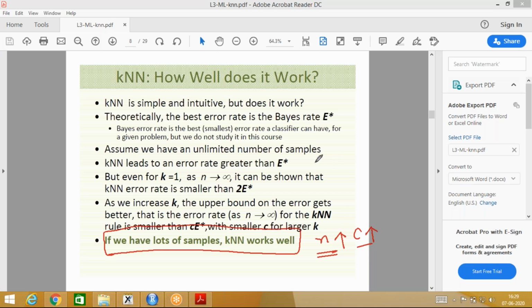So basically number of variables into 10, like regression. Number of variables into 10. It's a thumb rule.